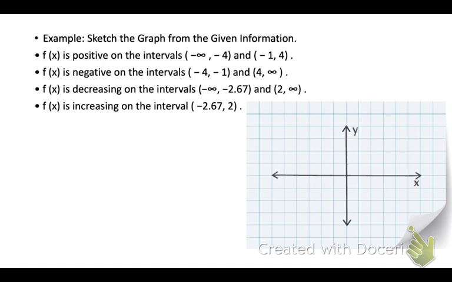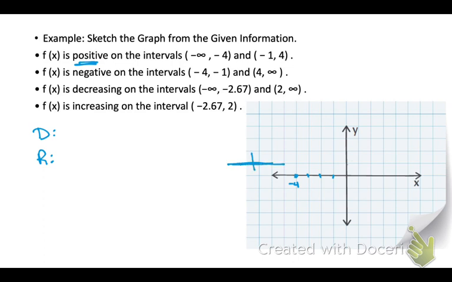Okay, we're going to sketch this graph. We're going to follow this information. And we're also going to state the domain and range when we're done. Okay? So it says f of x, so the function, is positive. What does positive mean? Where's it at if it's positive? Above or below the x-axis? Above. So it's above, right? From negative infinity, so over here, to where? Negative 4. So 1, 2, 3, 4. So this is negative 4.